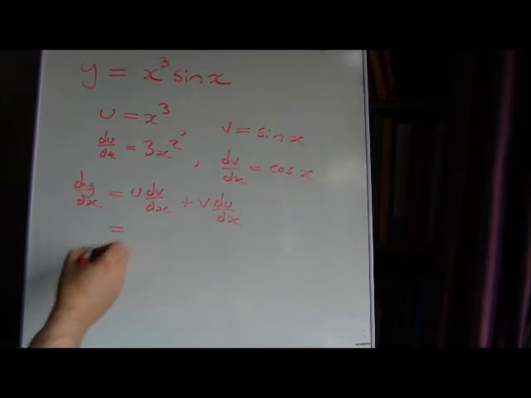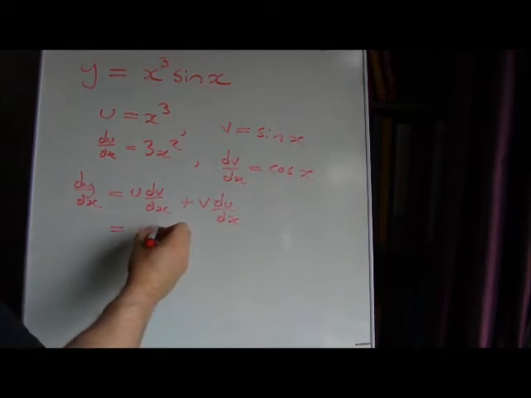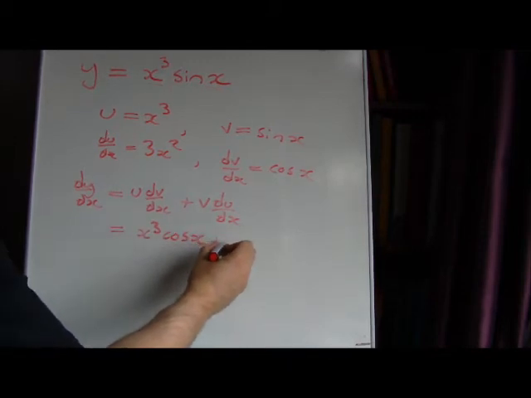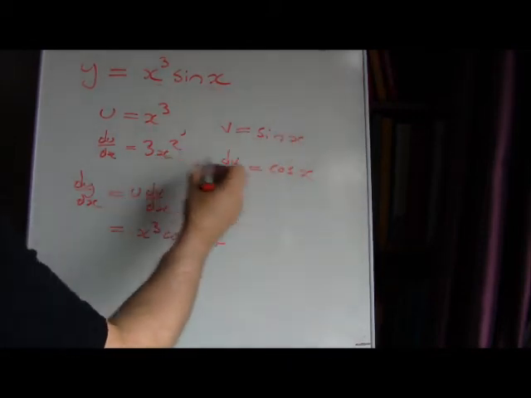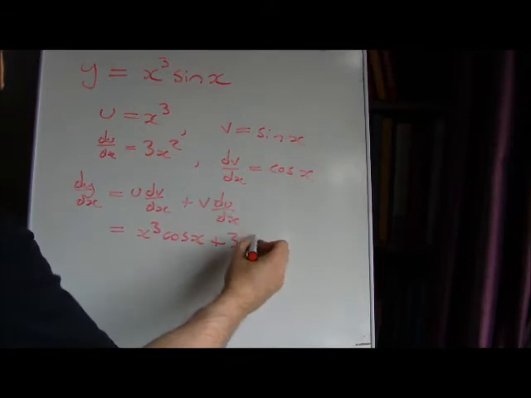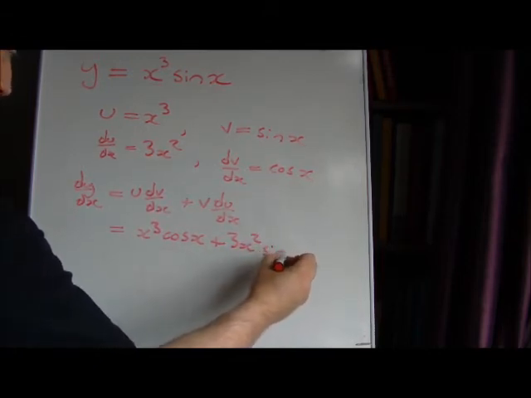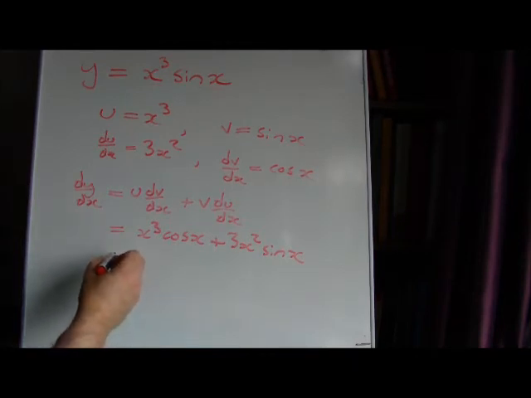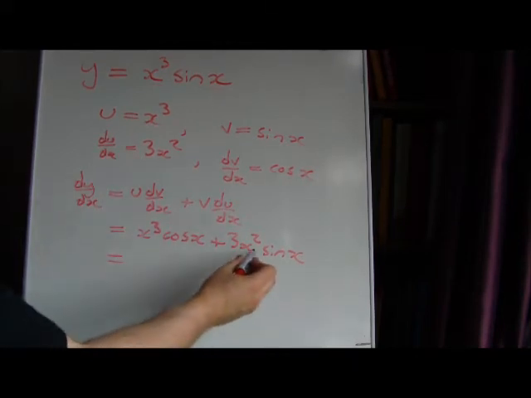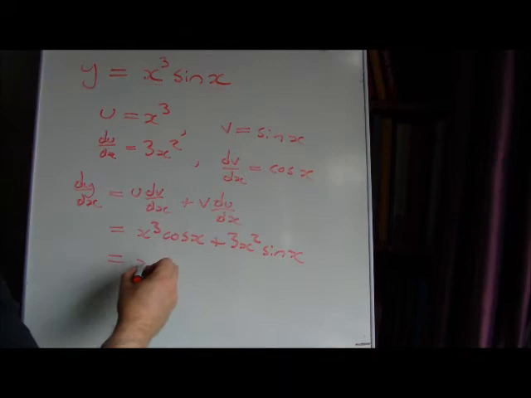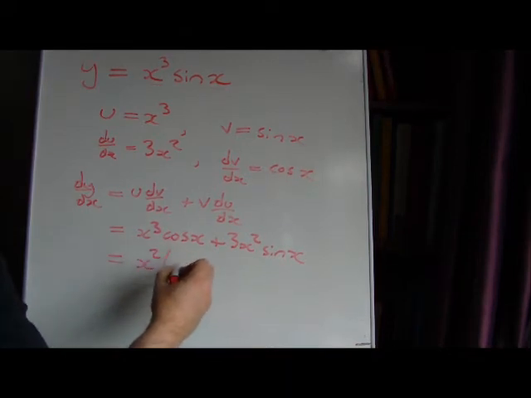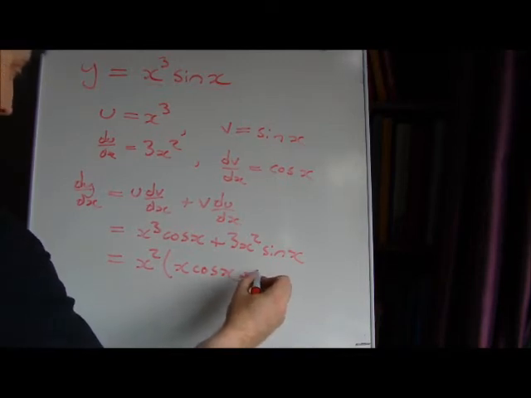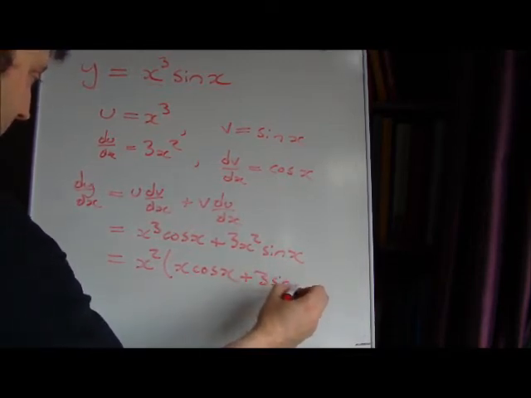So if we begin to assemble them, we've got x cubed cos x plus those two. So it's going to be 3x squared sine x. Now I guess that's how we could leave the answer, but we'll just factorize. We've got a common factor of x squared, so we could write that as x squared, and we'll have x cos x plus 3 sine x.